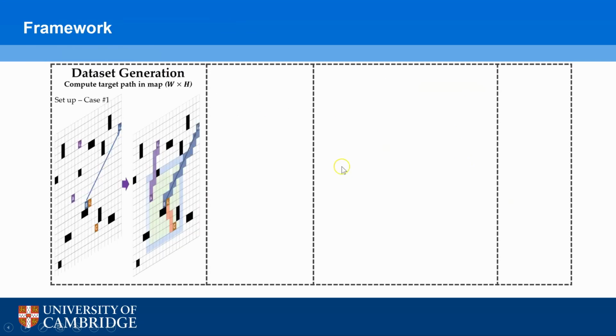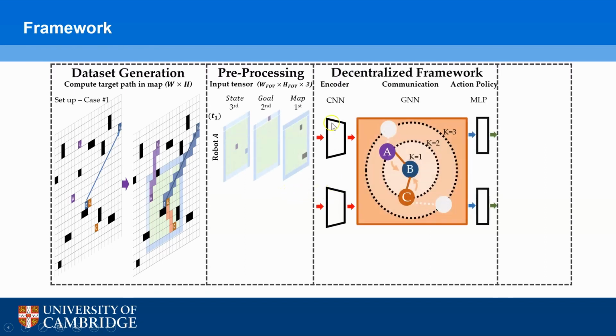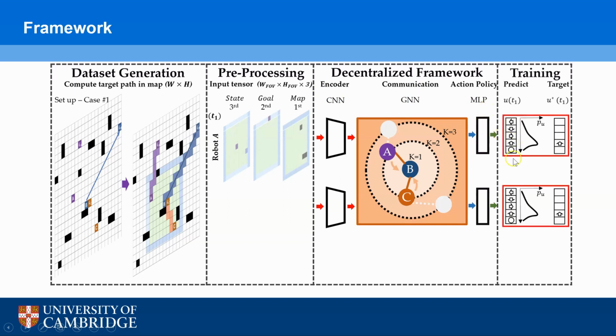Data generation from our expert algorithm. Transform the offline dataset into 3-channel input with partial observation constraint. The decentralized framework consists of a convolutional neural network that extracts adequate feature from local observation, a graph neural network that communicates this feature among robots, and a multi-layer perceptron to predict action. The predicted actions are paired with the ground truth action from the expert algorithm at each time step, and trained by minimizing the cross-entropy loss.